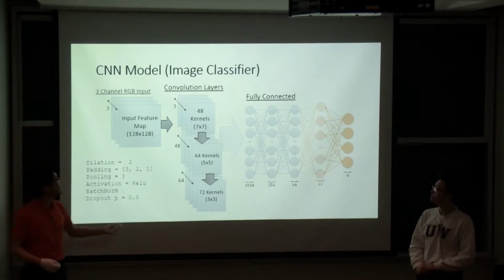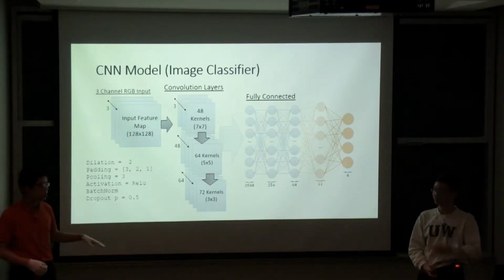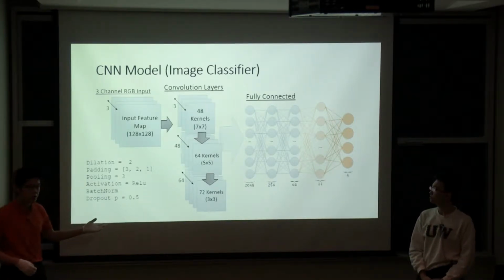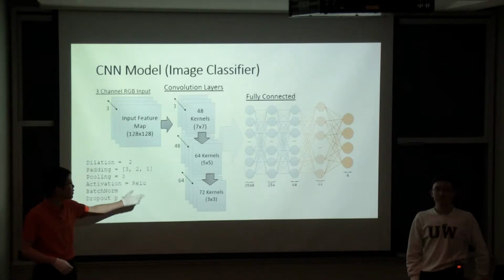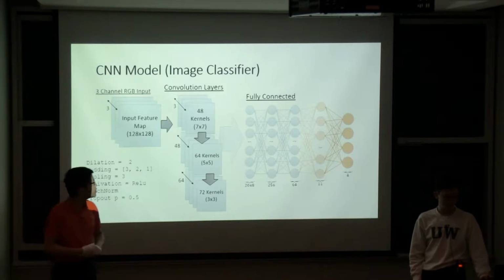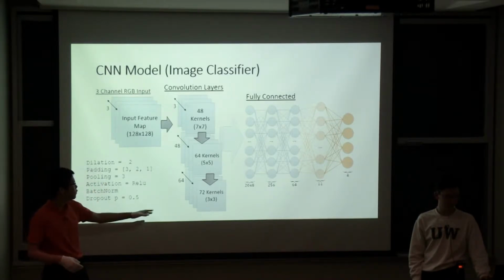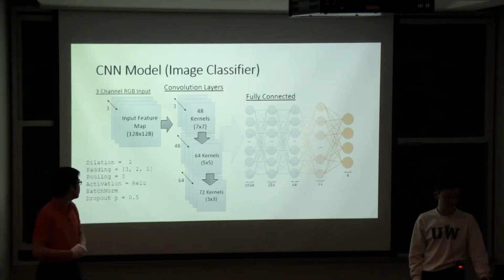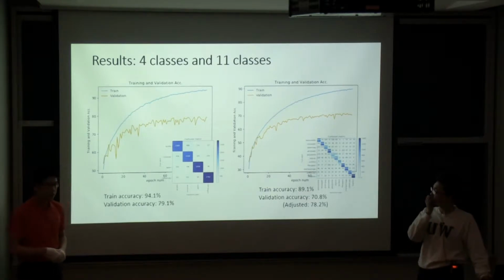So this is our first CNN model approach to the image classifier, and it has 3 convolution layers with increasing kernel number and decreasing kernel size. The final accumulation map is fed into 5 fully connected layers, upon which one of 4 bins is outputted. And here you see the results.